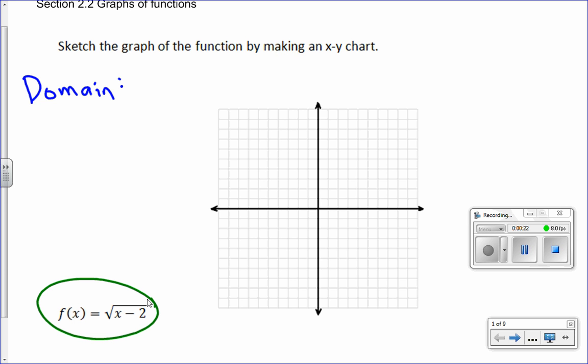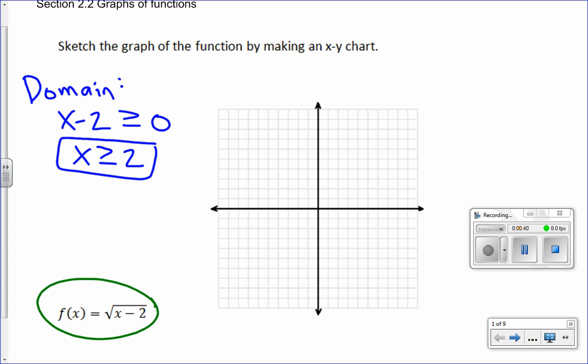That's what we want to answer first. The domain is going to be all real numbers except for x values that make the inside of the square root negative. So what I would do here is take the inside of the square root, which is x minus 2, and set that greater than or equal to 0. Solving this inequality, I get x is greater than or equal to 2. That is the domain of this function.